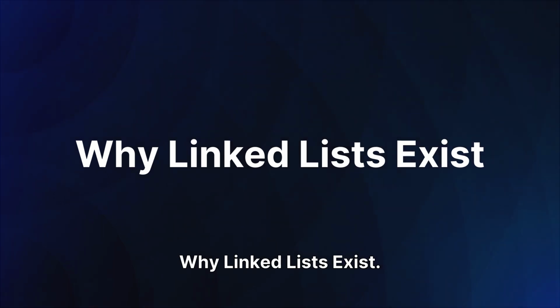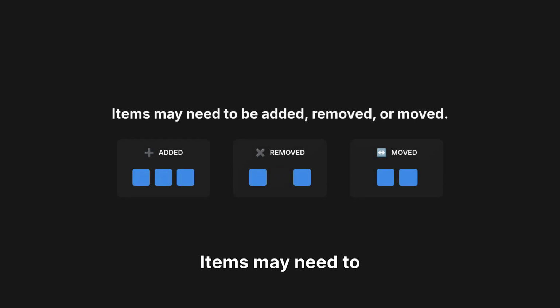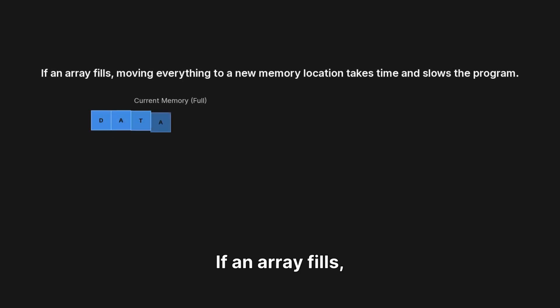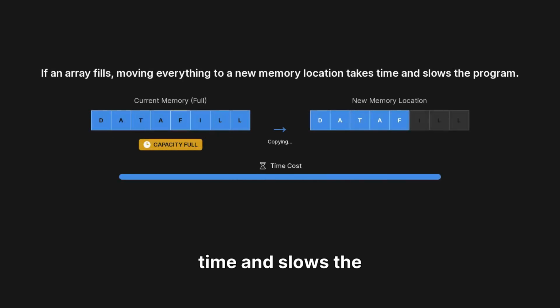Why do linked lists exist? Data often changes size in programs. Items may need to be added, removed, or moved. With arrays, changing size can be costly. If an array fills, moving everything to a new memory location takes time and slows the program.